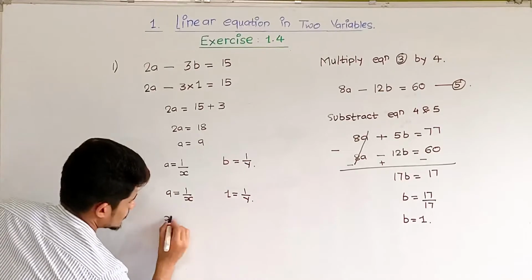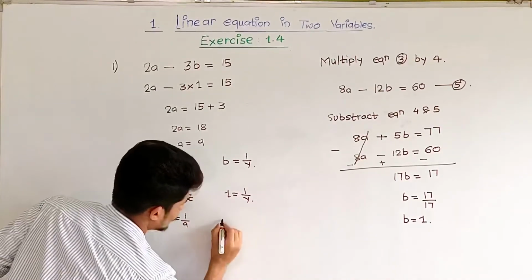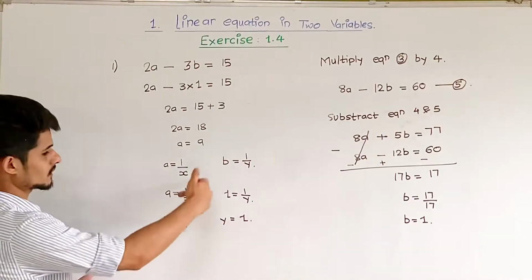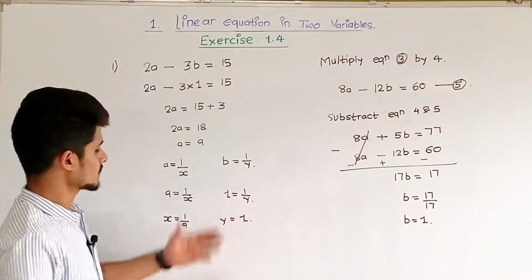So x is equal to 1 by 9 and similarly y is equal to 1. Just take the reciprocal of the values. So the value of x is 1 by 9 and the value of y is 1.